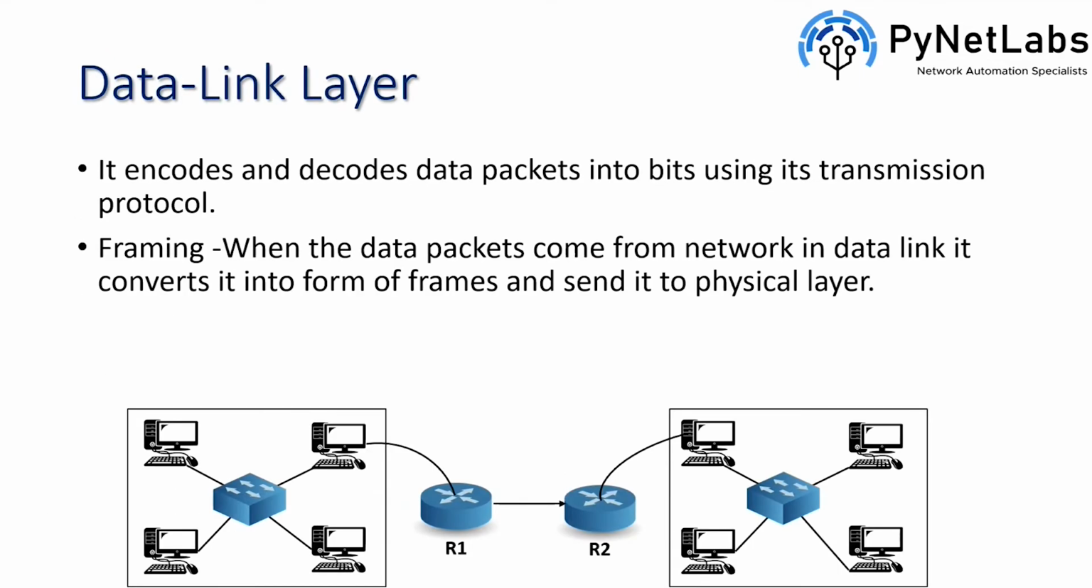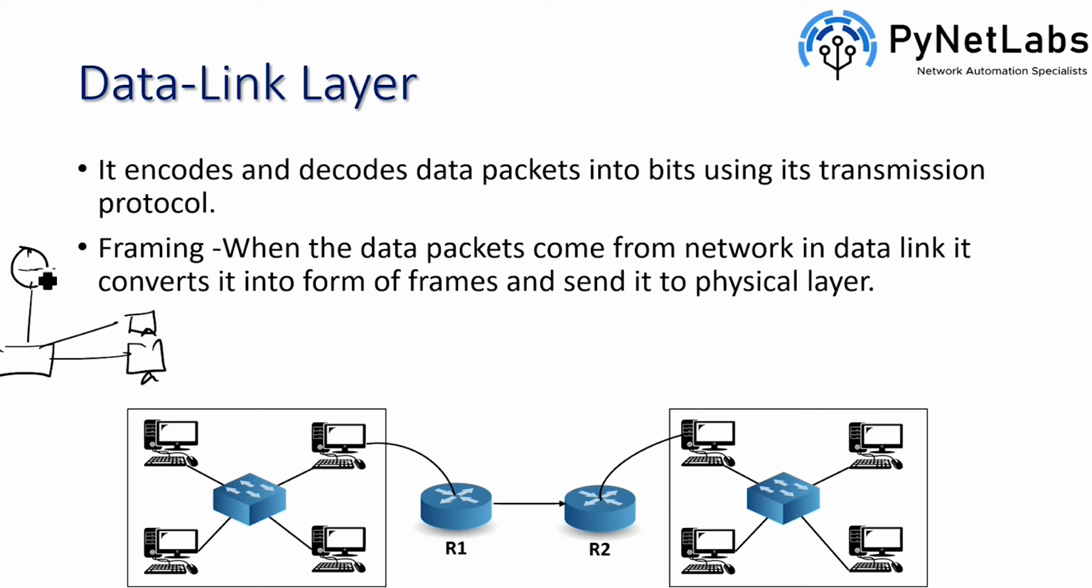Now we do have the data link layer, which basically encodes and decodes the packet into bits using its transmission protocol. Before that, here we have one concept known as framing. Framing is somewhat like, as we have discussed for the network layer, for example, this is your router, and you have a switch connected here, and this switch is connected to multiple machines in your network.